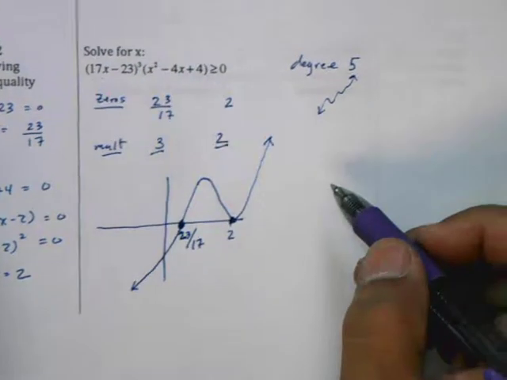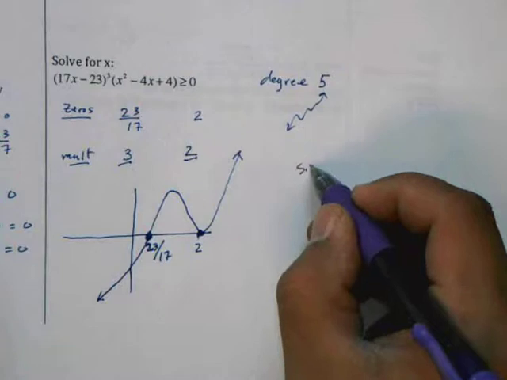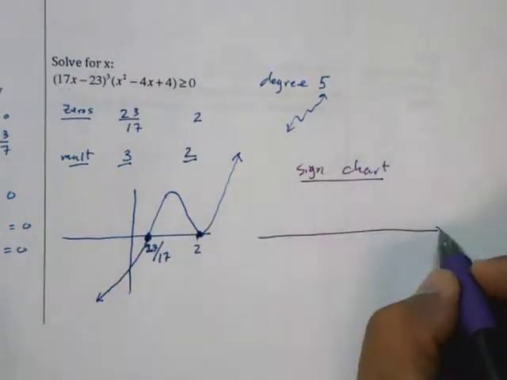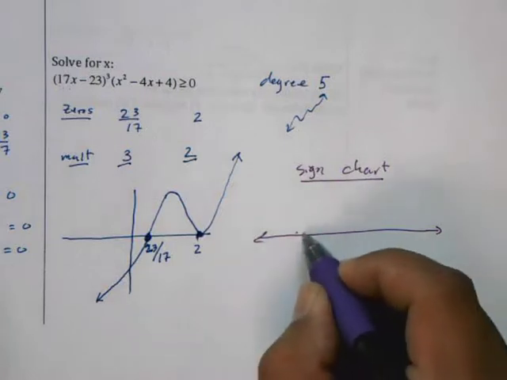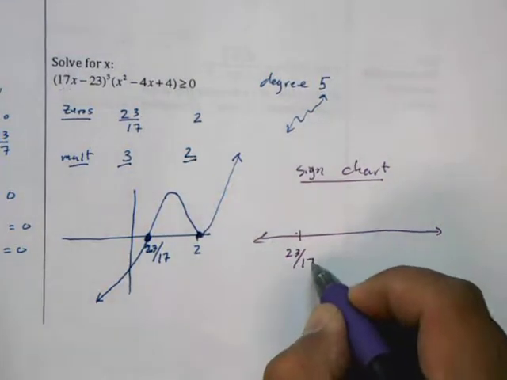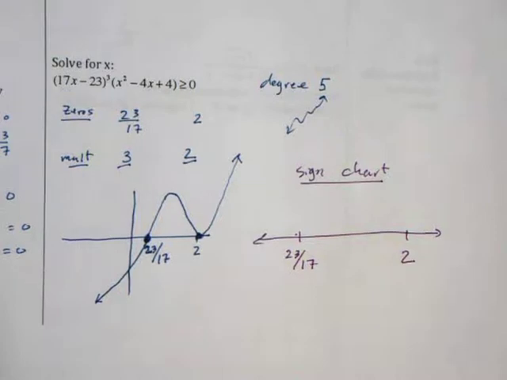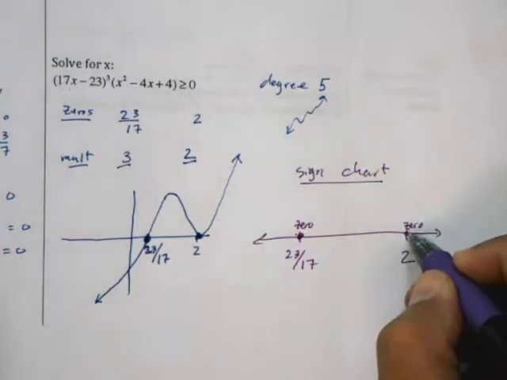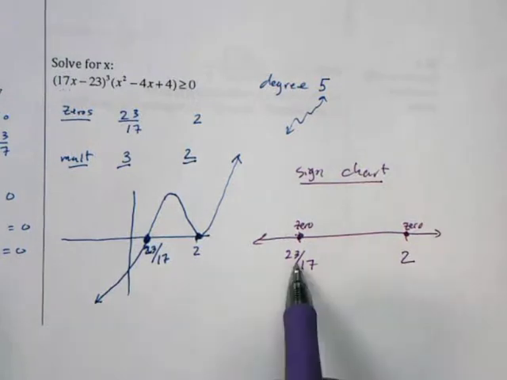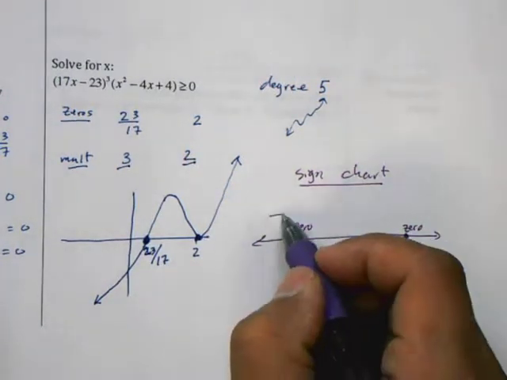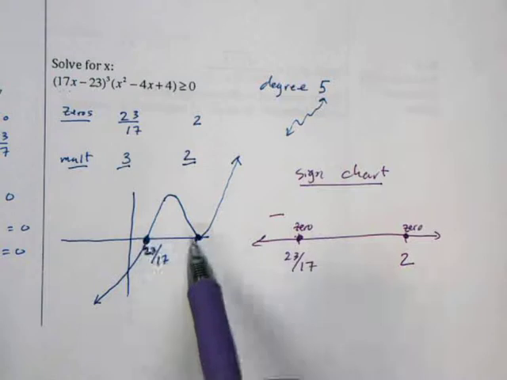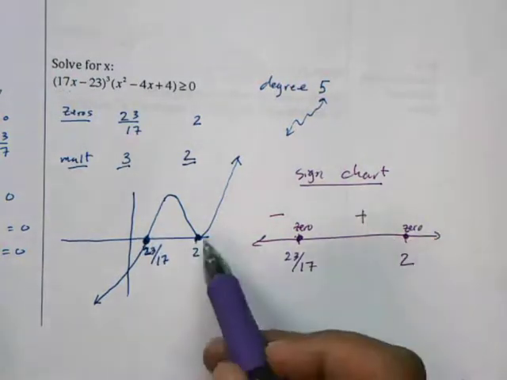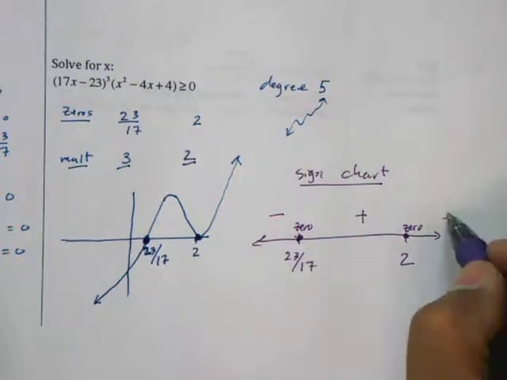And next, I want to make my sign chart here. So this is 23 over 17. This is 2. This isn't drawn exactly to scale, but that's okay. This is where it's 0. This is where it's 0. And to the left of 23 over 17, it's negative. You can see between 23 over 17 and 2, that's positive. And then afterwards, from 2 onwards, it's also positive.